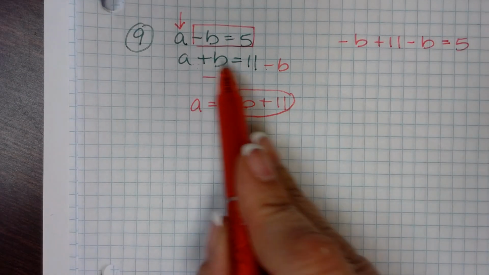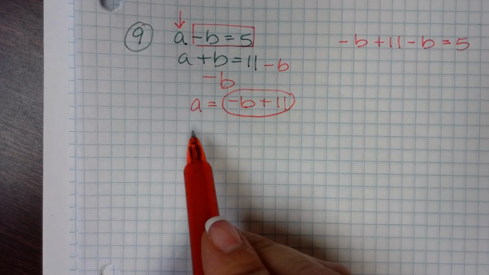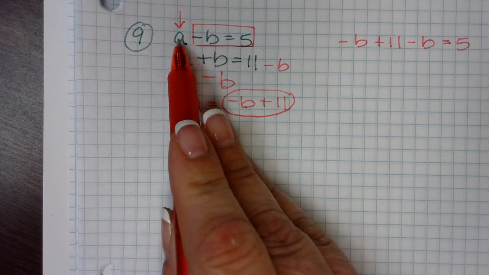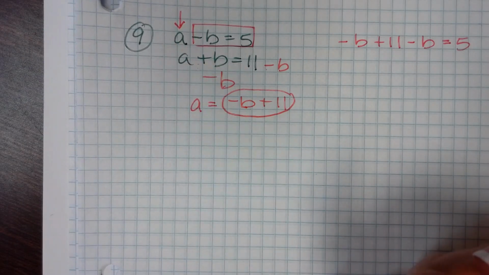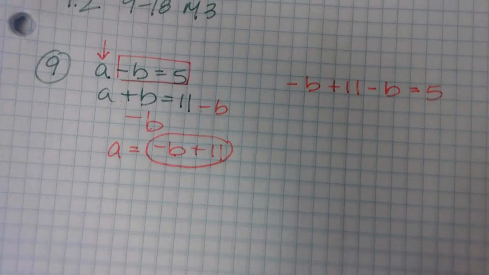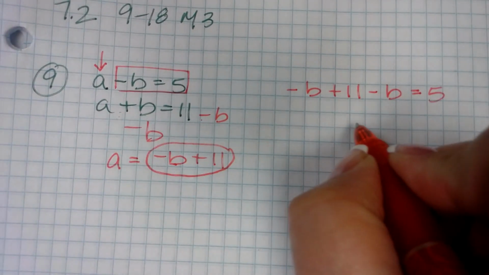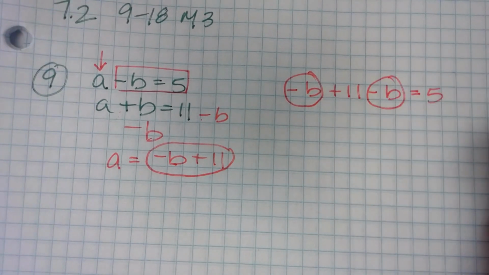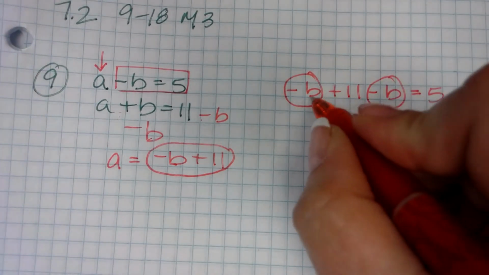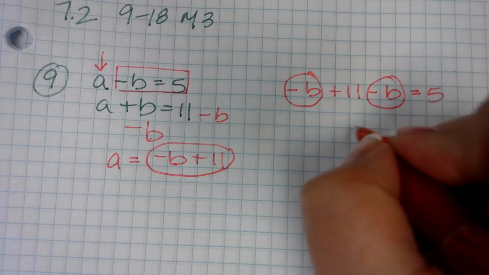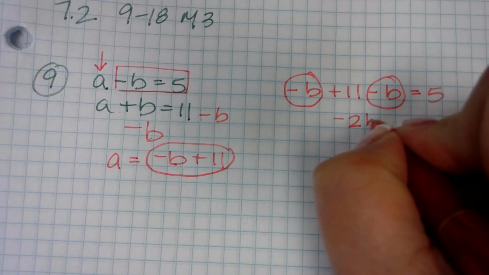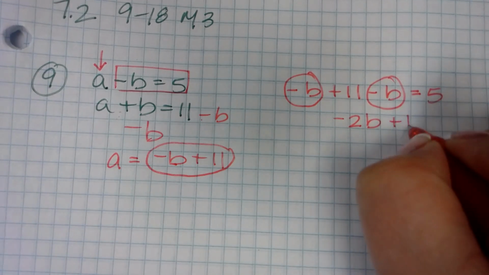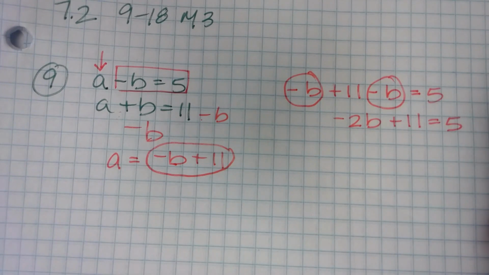So again, I solved this second equation for letter A, and then I took that A is equal to and plugged it right into A, and now I'm going to solve for B. So let's finish through here. I have a negative B and a negative B, so I'm going to combine like terms. One negative B combined with another gives me two negative B's. So I'm going to write negative 2B plus 11 is equal to 5.